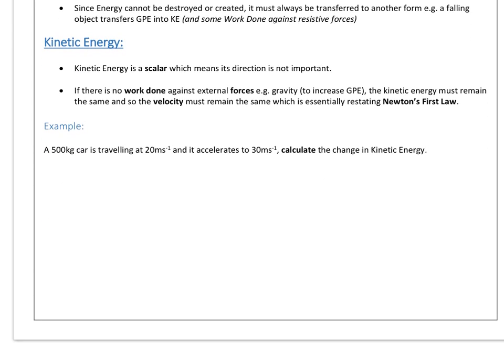So let's have a look at an example of using kinetic energy. A 500 kilogram car, a pretty typical mass of a small car, traveling at 20 meters per second and accelerates to 30 meters per second. Calculate the change in kinetic energy. So first of all, to calculate the change in kinetic energy, I'll usually abbreviate that to delta KE. That's going to be the final kinetic energy minus the initial kinetic energy. We always define a change as final minus initial.